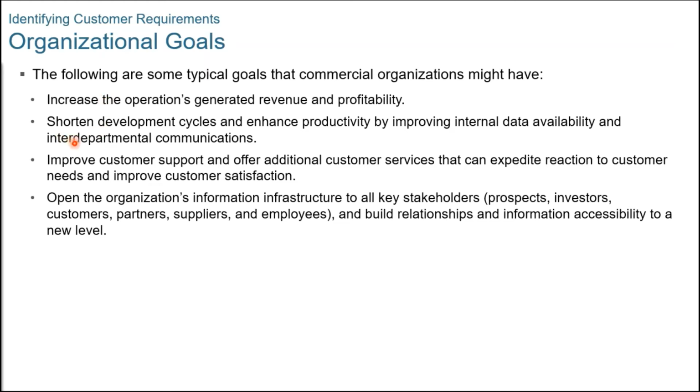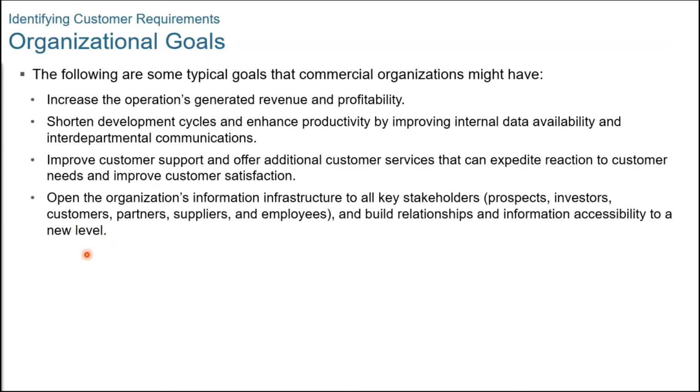Next would be shorten development cycles and enhance productivity by improving internal data availability and interdepartmental communications. You could also improve customer support and offer additional services that can expedite reaction to customer needs and improve customer satisfaction. Okay? So open the organization's information infrastructure to all key stakeholders, prospects, investors, customers, suppliers, partners, and employees, and build relationships and information accessibility to a new level.